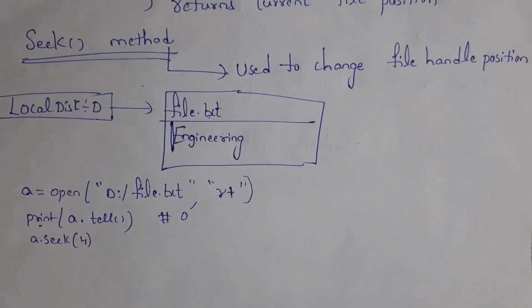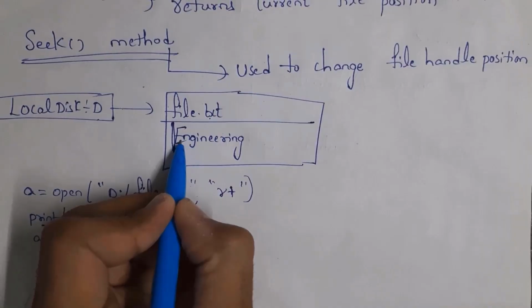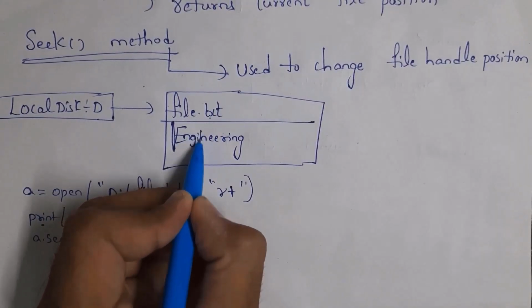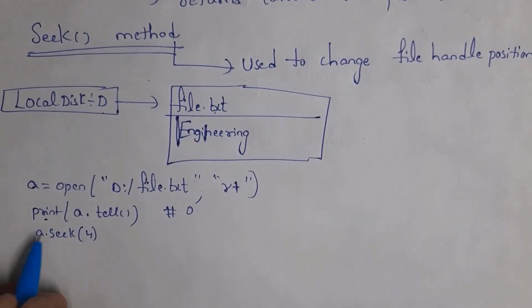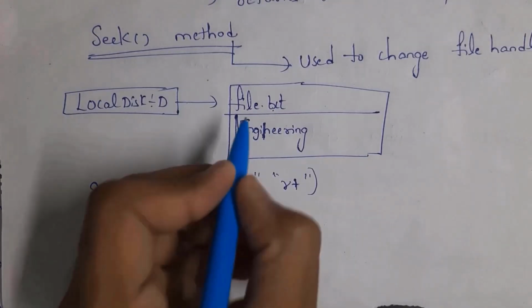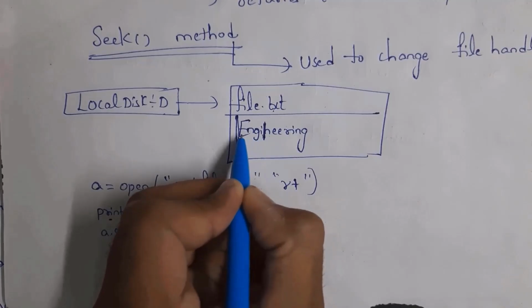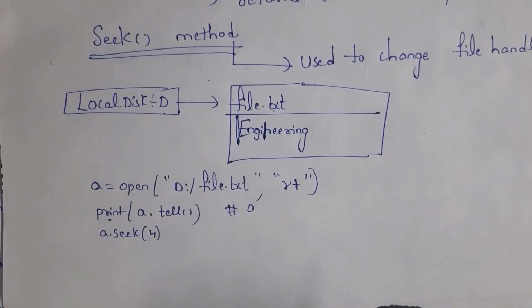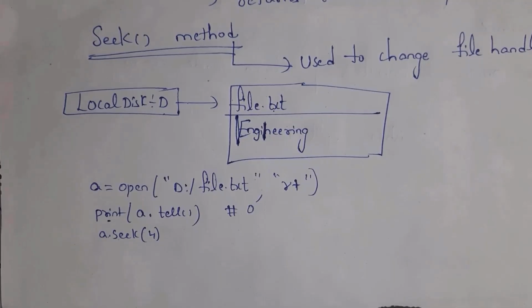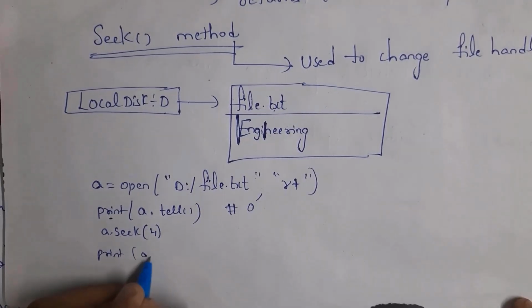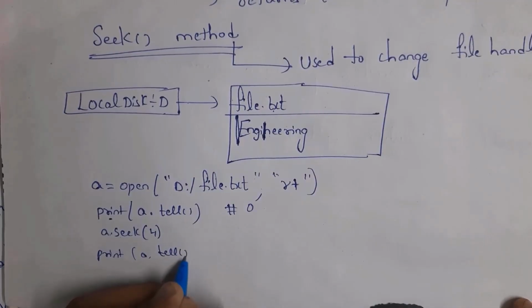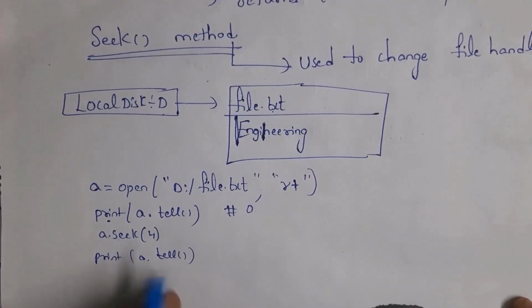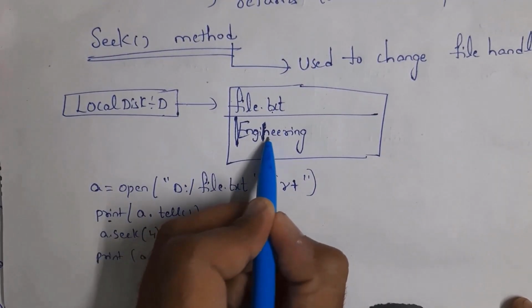For example, I want to place the cursor after 4 characters. I want to place the cursor here. So just write here a.seek of 4. That is nothing but it will place my cursor after 4 characters. ENGI, it will place the cursor here. Again I want to identify the cursor position. So just write here print a.tell. This tell method is used to identify the cursor position. Now my cursor is here in place of N.